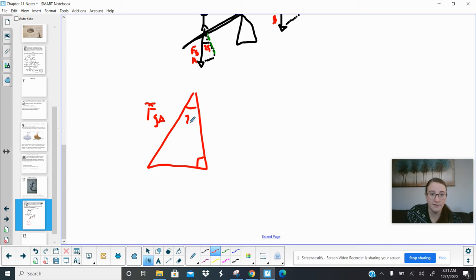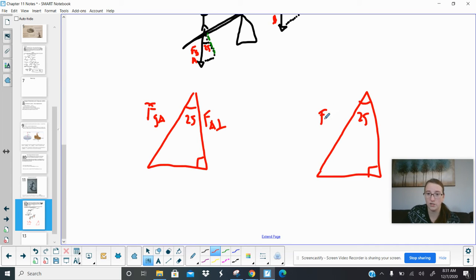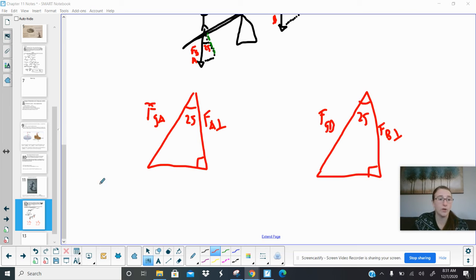This is 25. This is the force of Aquila perpendicular that I want. This is the one perpendicular right here to my lever. Then over here we have the same thing. We've got 25. We have force of gravity for Bree, but we want this one, the one perpendicular to our lever. So I'm going to go ahead and scroll up.